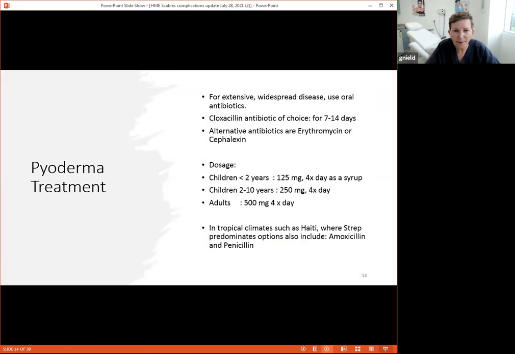So how do we treat pyoderma, infections of the skin? If it's extensive, use oral antibiotics. Cloxacillin's the antibiotic of choice, anywhere from 7 to 14 days, and alternatives are erythromycin or cephalexin.